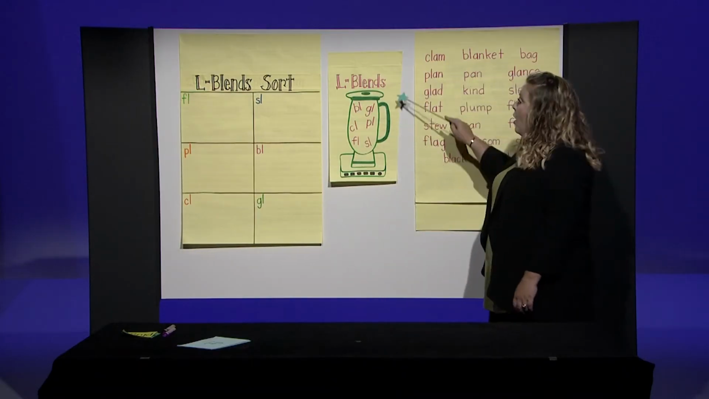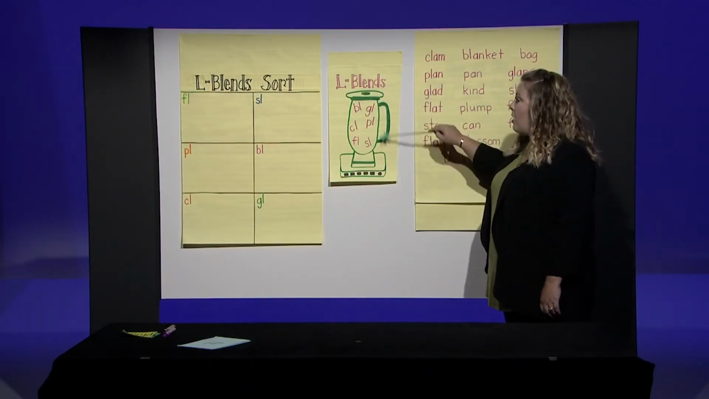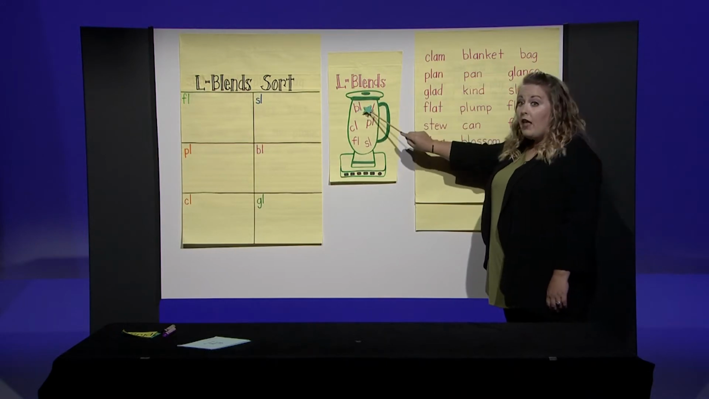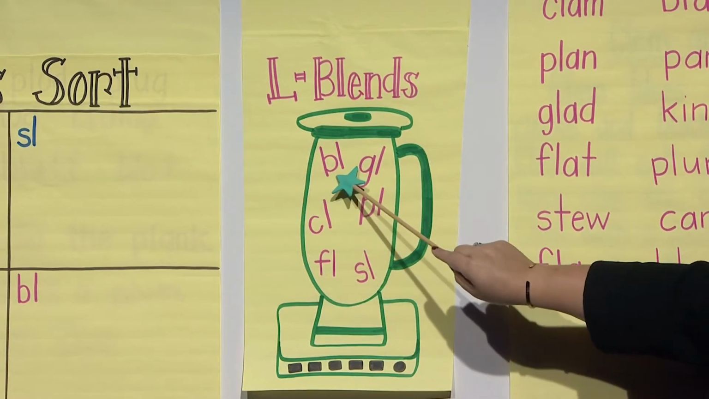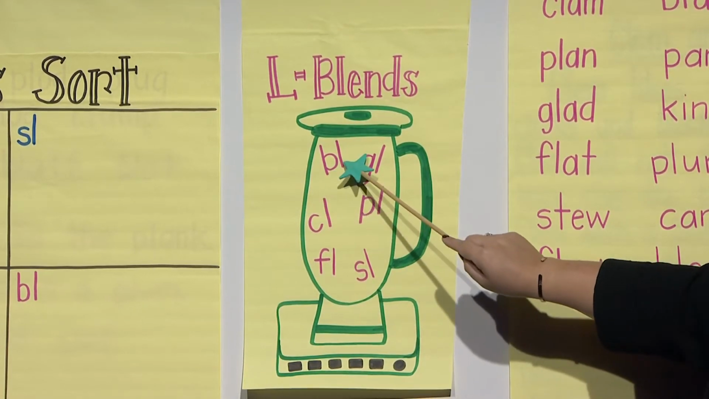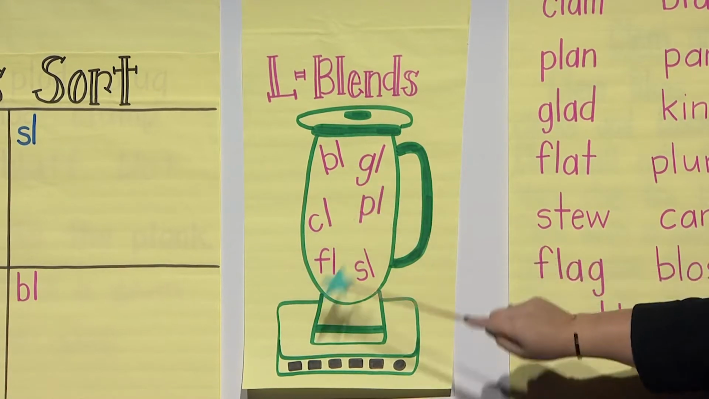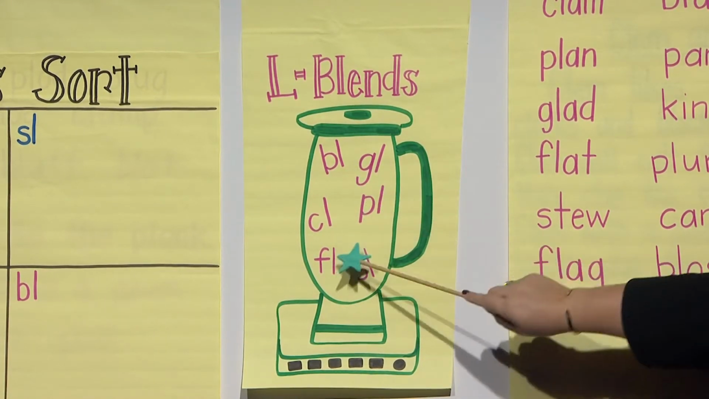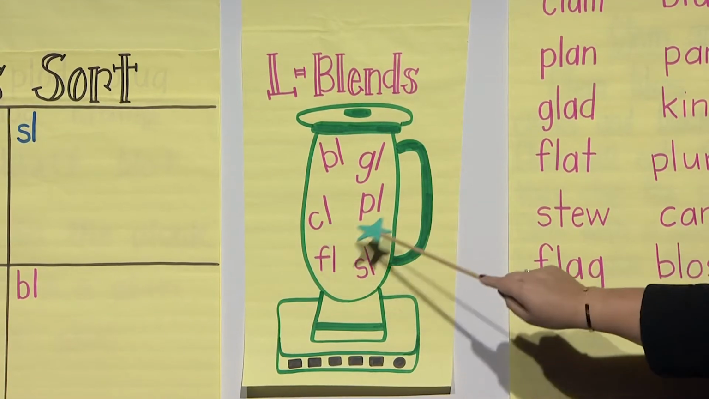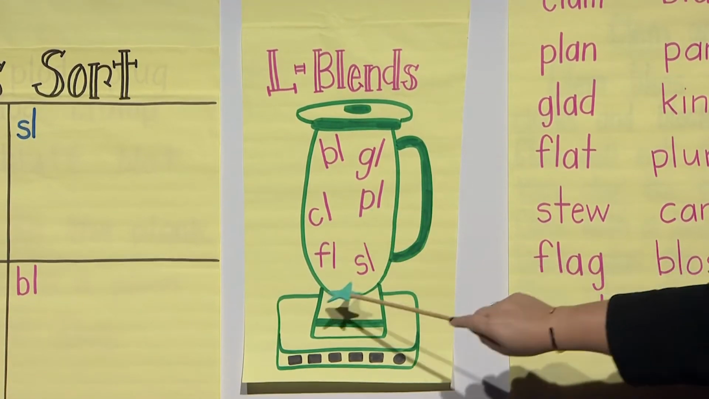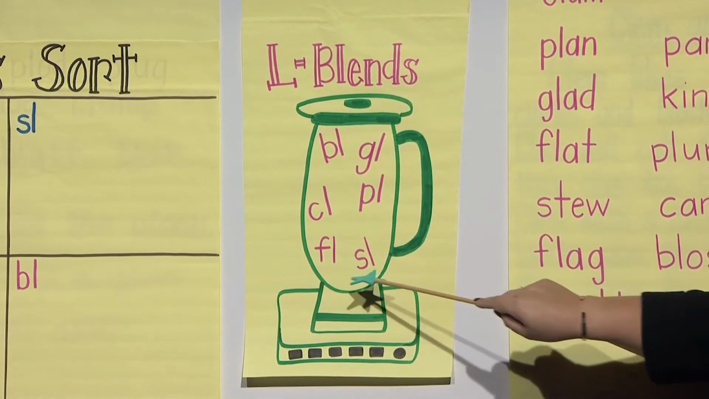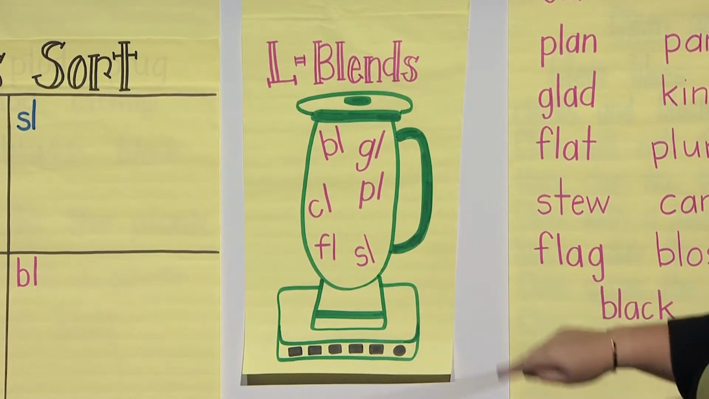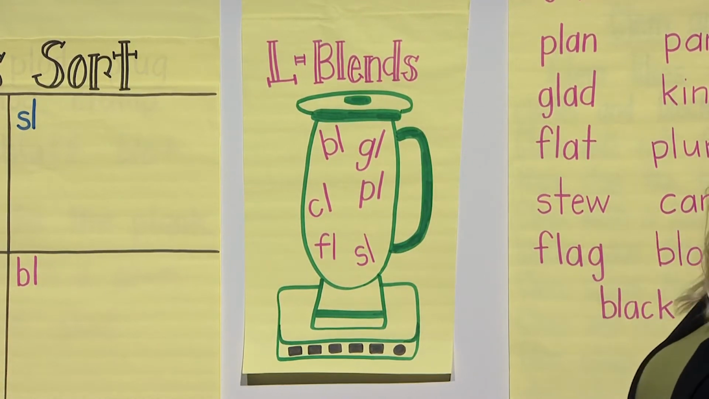Okay, so now I want to look back at our blender chart. Remember our L blends in our blender. We hear both letters when we say our blends. In BL, you hear the B and the U in bull. GL, goal. CL, cool. PL, pool. FL, fool. And SL, full. Very good. That's just a review. Y'all know those by now.